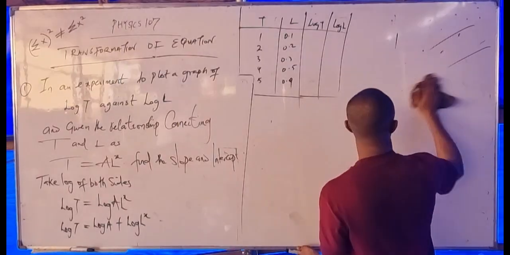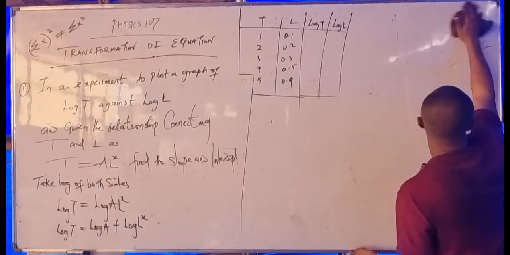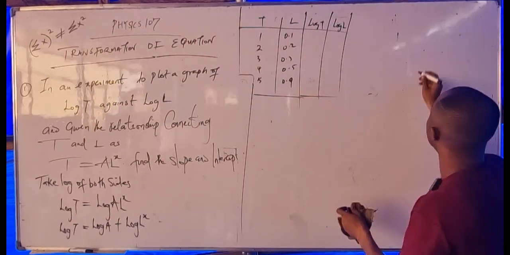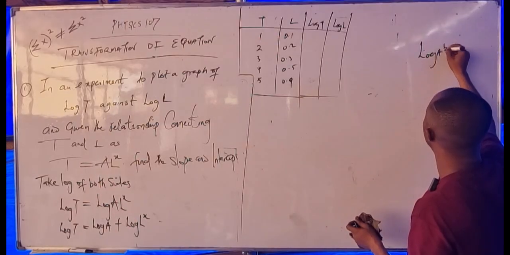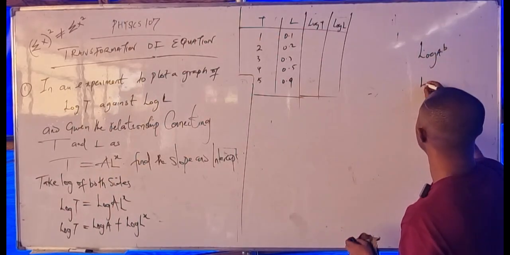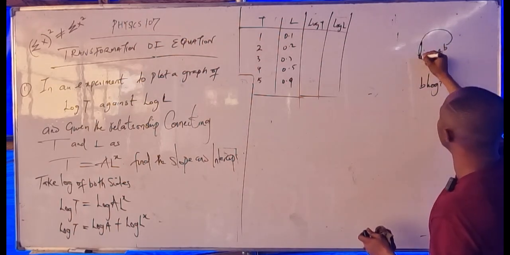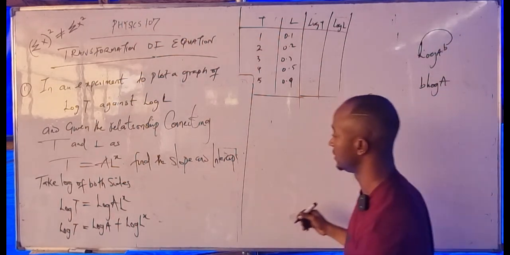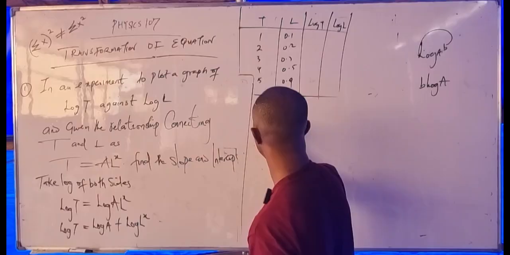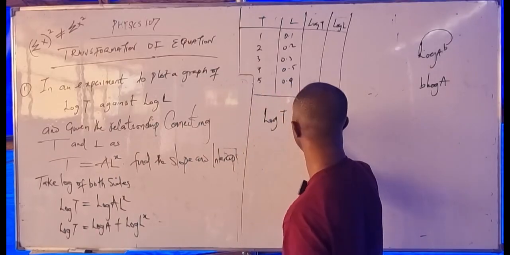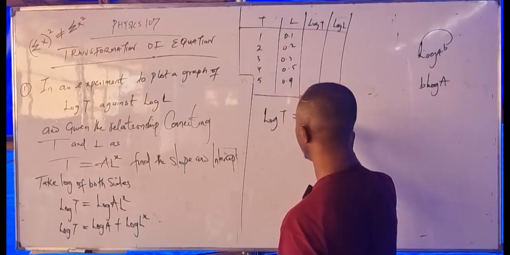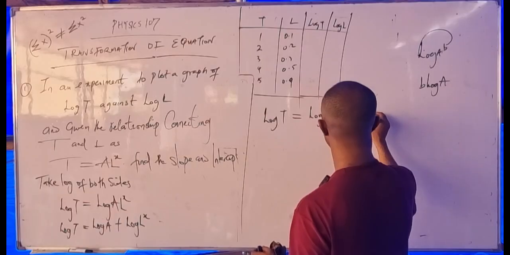Now, there's a law called the power law of logarithm. If I have log a raised to the power b, what's the law saying? It's b log a, meaning I multiply by this b here. Then we have log a. So what will that be? Log t equals log a plus x log l.